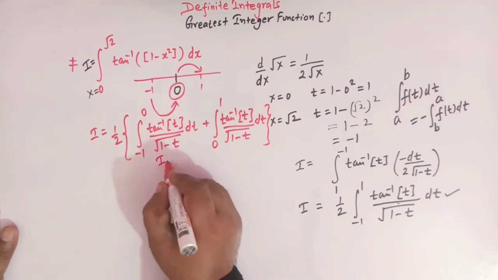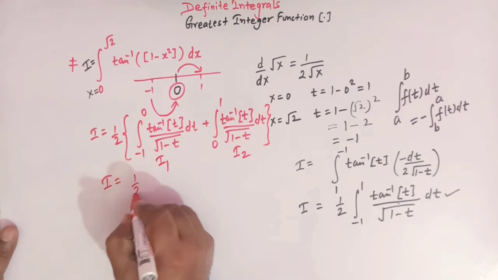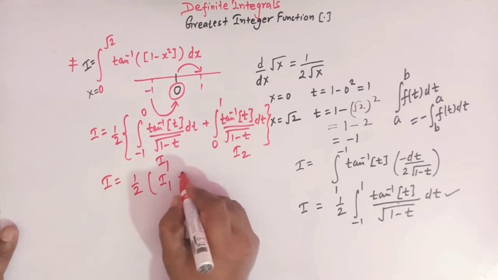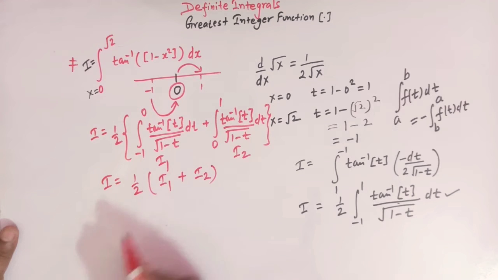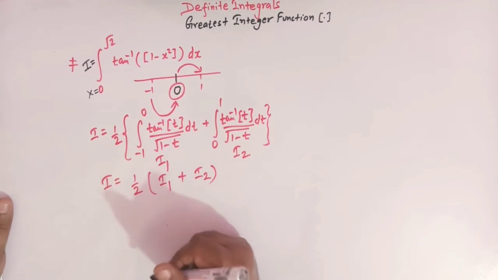Now we can take this integral as I1, this integral as I2. So now I can be written as half times I1 plus I2, right? So now we'll separately solve I1 and I2. So now let us first take I1, right?